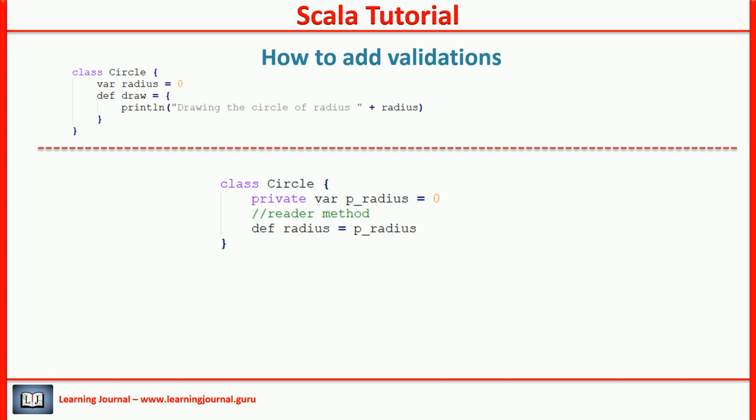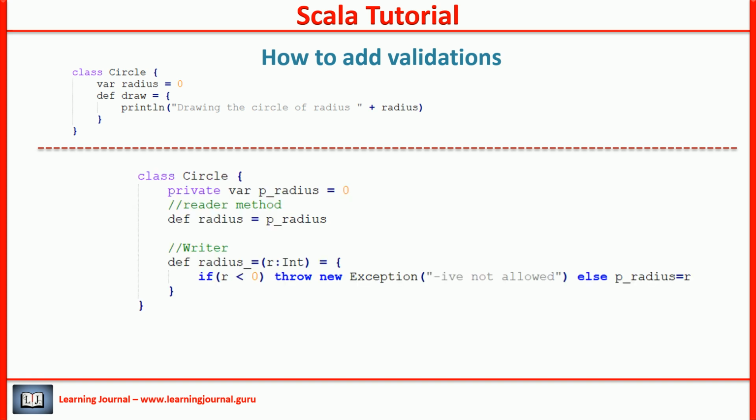The code for the reader is extremely simple. Start with def, give a method name, place an equal to symbol to start the body, and then write the body. We don't have much to be done. Just return the private variables. That's it. The code for the writer is also simple. Start with def and give a method name. The writer name follows a special notation. We will come back to the notation, but for now let's move on.